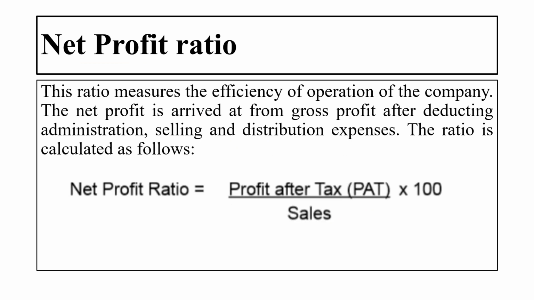Then is the net profit ratio. This ratio measures the efficiency of the operation of the company. So why are we using this ratio? We are using this ratio to measure the efficiency of the operation of the company. The net profit is arrived at from the gross profit after deducting the administration, selling and distribution expenses. The ratio is calculated as net profit ratio equal to net profit after tax, that is PAT, divided by sales, multiplied by 100.